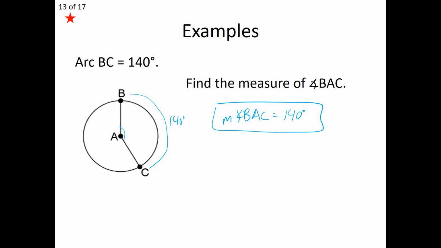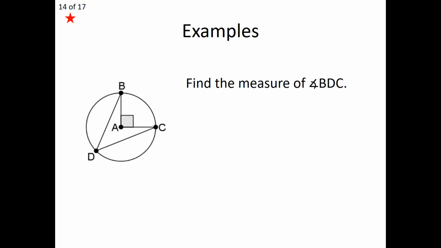Now, don't confuse this with the inscribed angle theorem. The inscribed angle is where the measure of the inscribed angle is half the measure of the arc it cuts. But with central angles, they are equal to the measure of the arc they cut. So now let's do an example where we're actually working with a central angle and an inscribed angle.